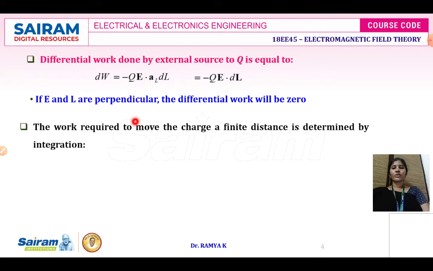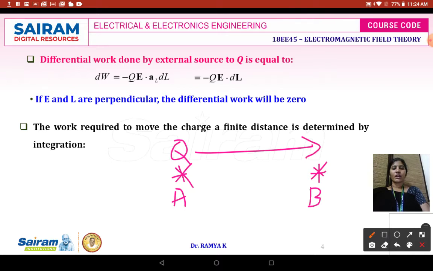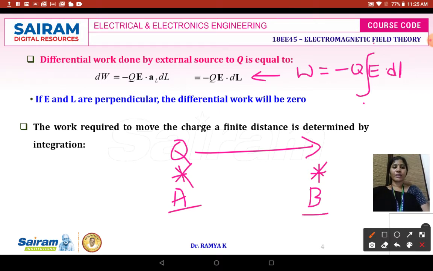Suppose I want to move a charge from one point to another. For example, consider point A, where I have a point charge Q, and I want to move this point charge from A to B. Then the work done is W = -Q ∫ E · dl, where the starting limit is A and the end limit is B.